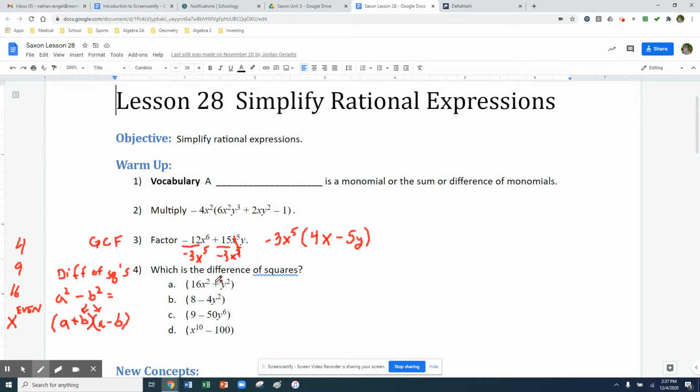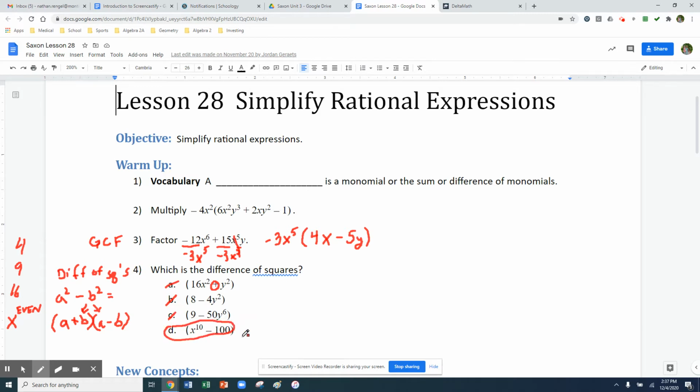So I look at my problems. I got a 16x squared. 16 is a perfect square. X squared is an even power, so that I can square root. I can also square root y squared, but I have this plus sign here, so that is not a difference of squares. 8 is not a perfect square. Can't use that one. 9 minus 50y to the 6th, 50 is not a perfect square, so that leaves me with D.